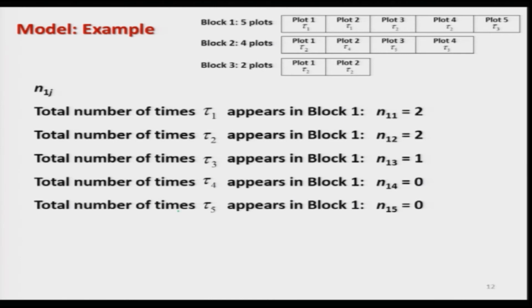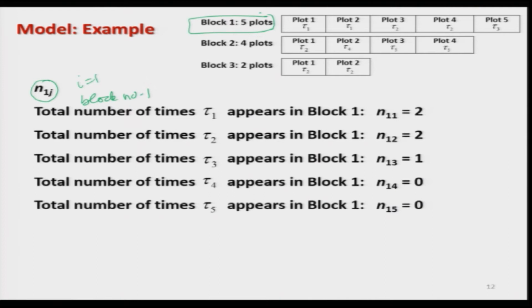So, if you try to consider the value of N1j, that means I am trying to take i equal to 1, that is block number 1. So, you have to now consider only this block number 1. Now you simply have to count in block number 1 how many times a particular treatment is appearing. For example, let me try to count.